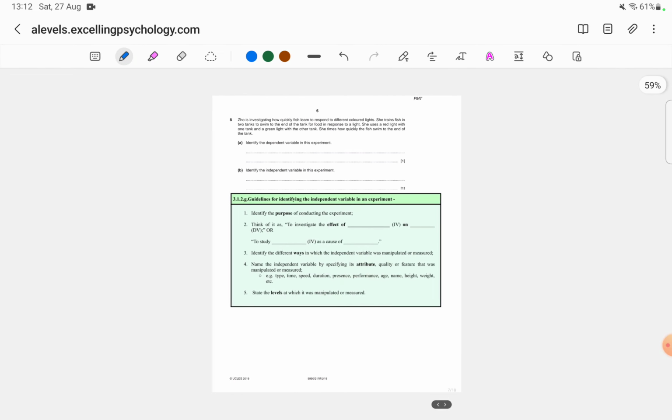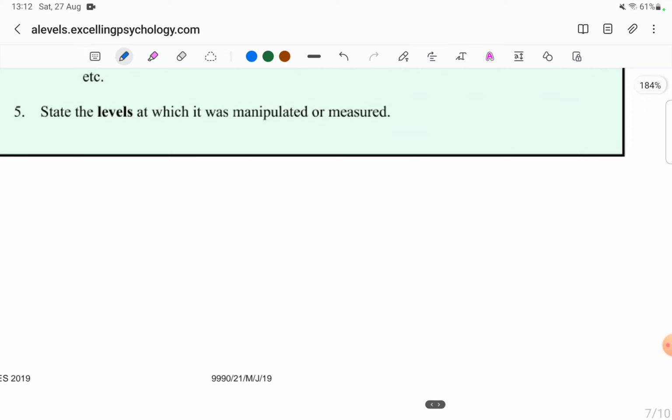Let's come to another question for good practice. Take the paper number in your notebook right away. This is the May-June 2019 paper variant 1.